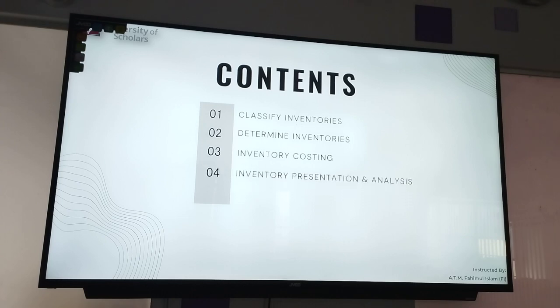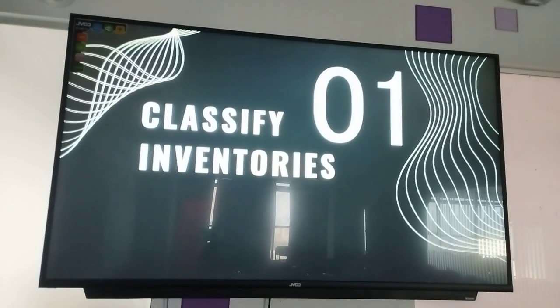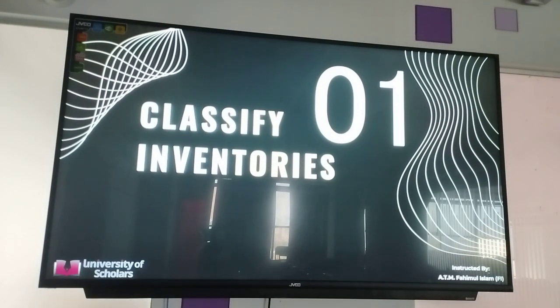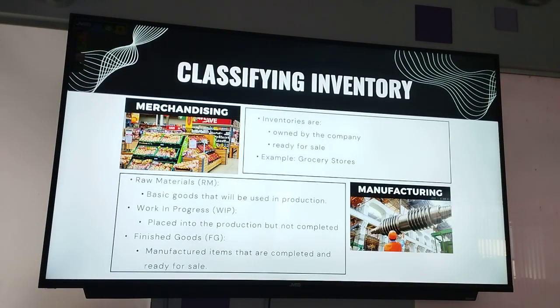Then finally, how the inventories are presented in the financial statements and how we can analyze those numbers. We'll learn that too. And finally, we'll have a mini quiz session of 4 or 5 quizzes to check your basic concepts about the chapter at the very ending. So we are studying the first section, where we classify the inventories as merchandising or manufacturing. Moving on to classifying inventories.